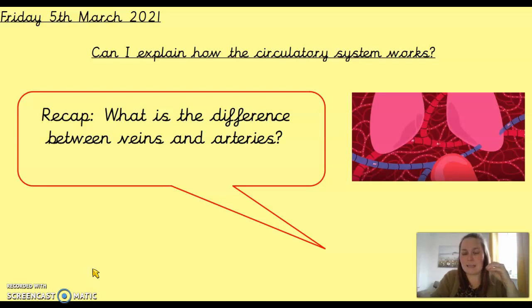So last week in the lesson there was a little trick to help you remember. Arteries begins with A and it takes it away. Okay, so arteries away, the arteries carry the oxygenated blood away from the heart to the other parts of your body, and the veins have got the word in it, and the veins take the blood back into the heart from the body. Okay, so well done if you remembered that.